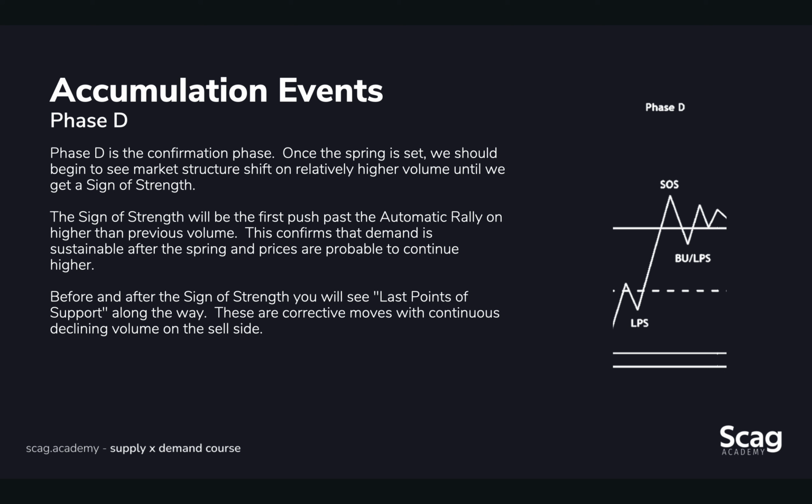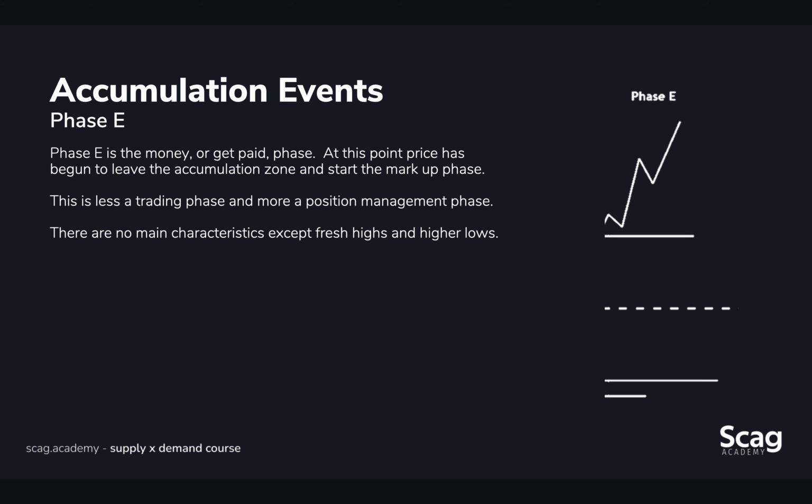Before and after the sign of strength, you will see last points of support along the way. These are little corrective moves with continuous declining volume on the sell side. These are also known as little liquidity grabs, smaller schematics inside of a bigger schematic. Again, all stuff we will take a look at.